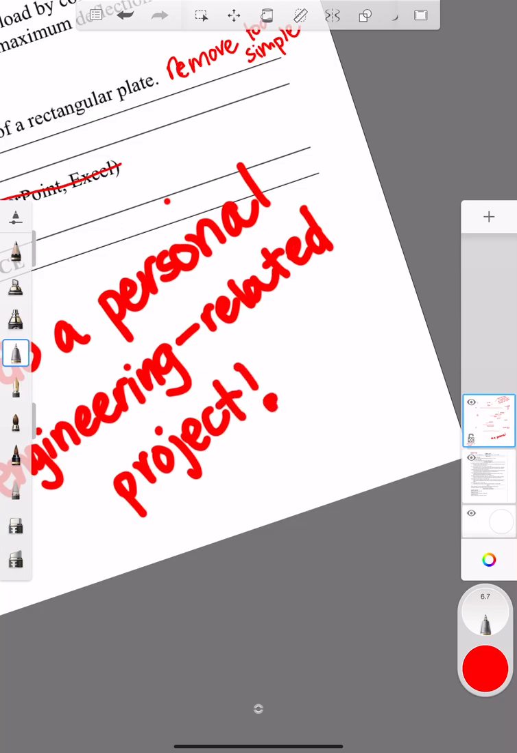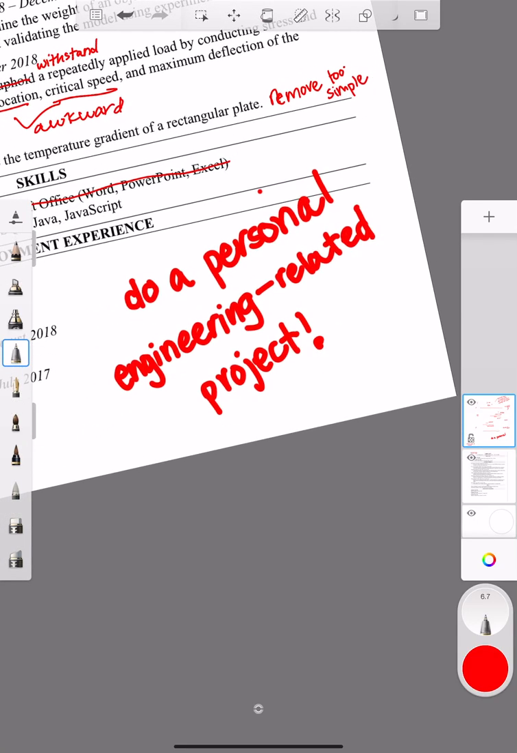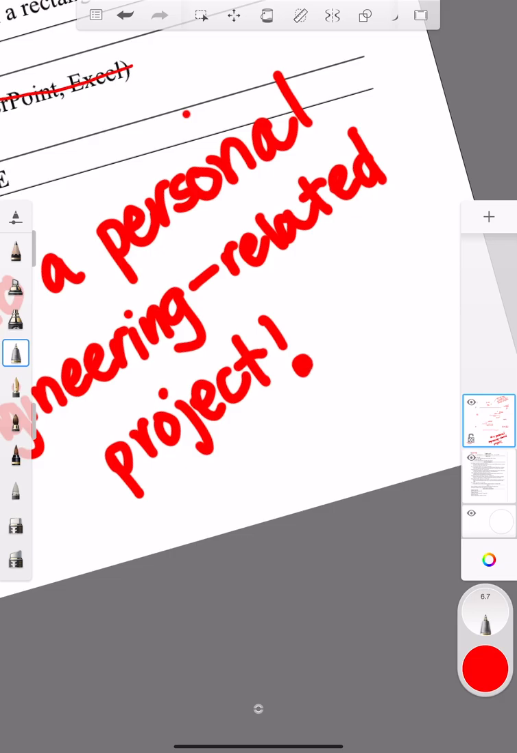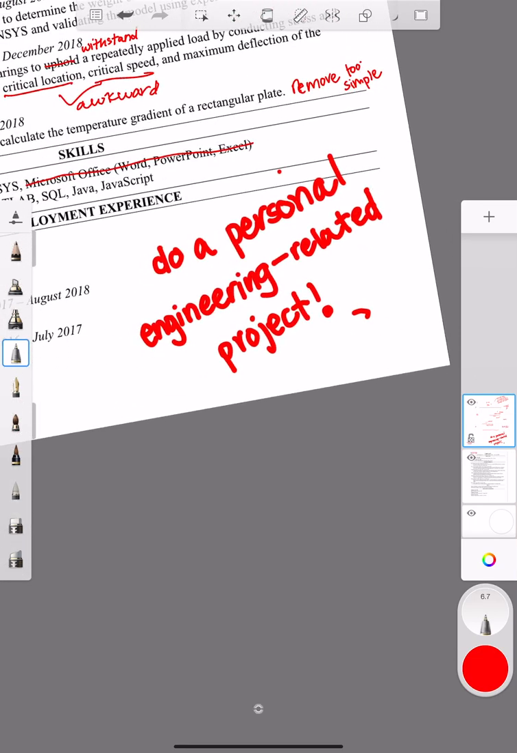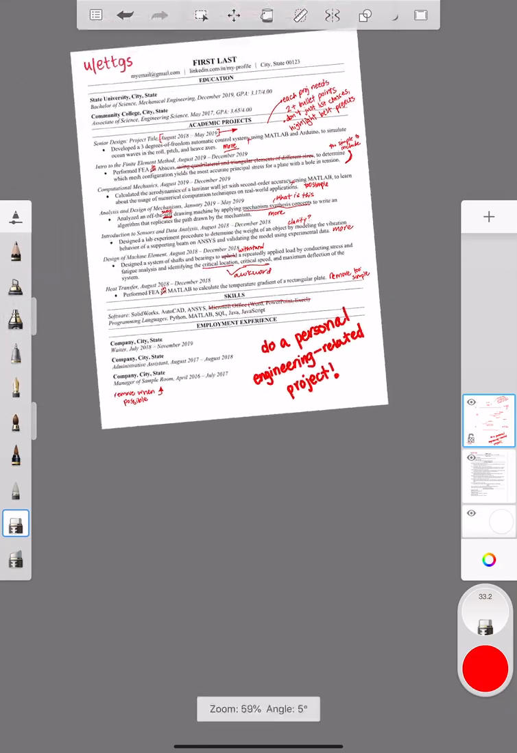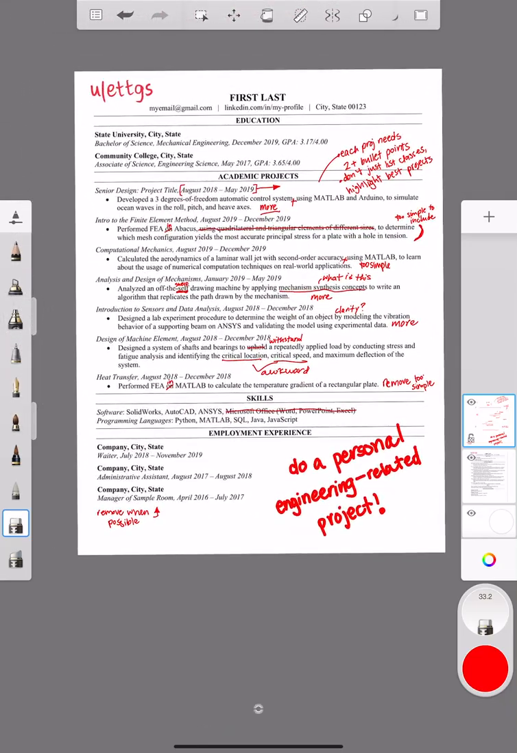It's just, you just need content. Right here is what I'm feeling: a lack of content. And that is really simple to solve. You just do something. You do something and then you write about it. And there are a million projects you could do and write about.